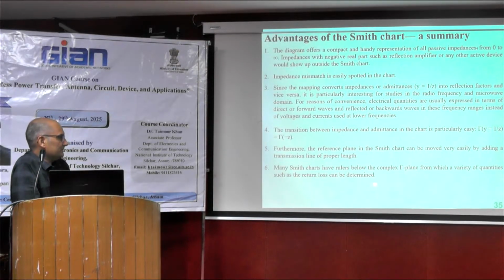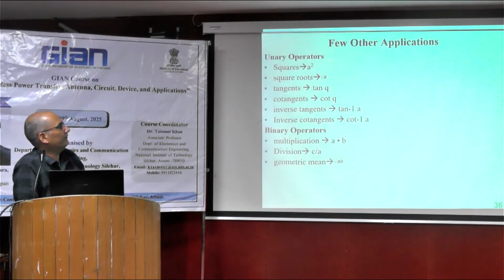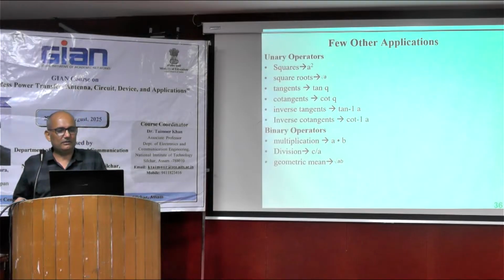Many Smith charts have rulers and scales on the bottom side. A variety of quantities, such as direct values of return loss, can be easily taken corresponding to the point marked in that way. A few other applications apart from that representation can be easily done with the help of the Smith chart: square, square root, tangent, cotangent, inverse cotangent, and some binary operations we can do easily.